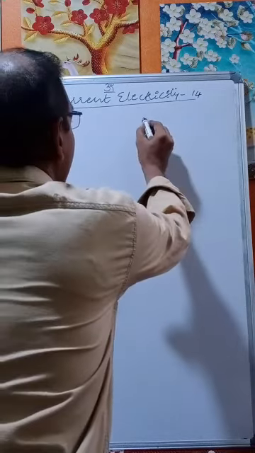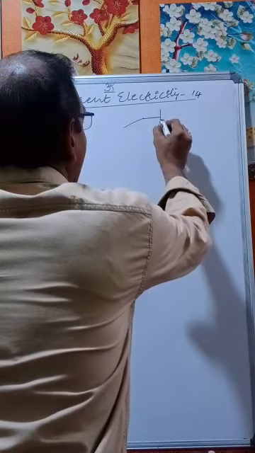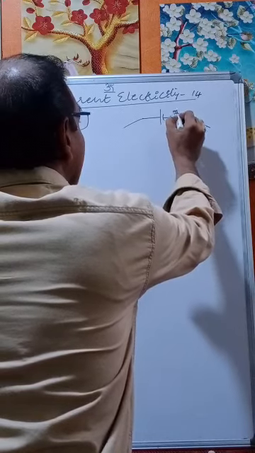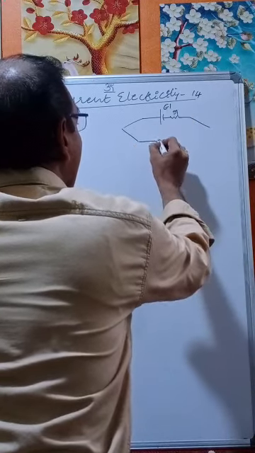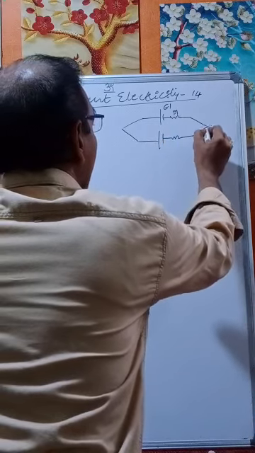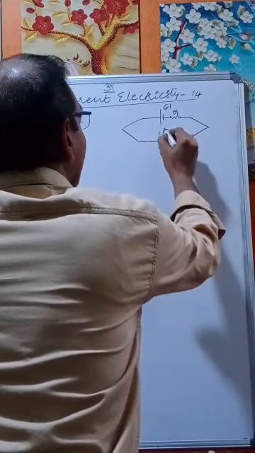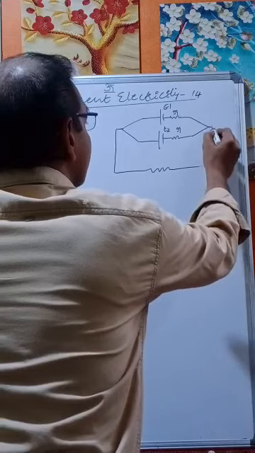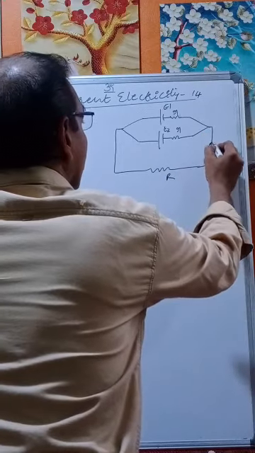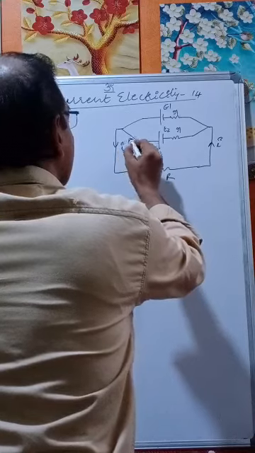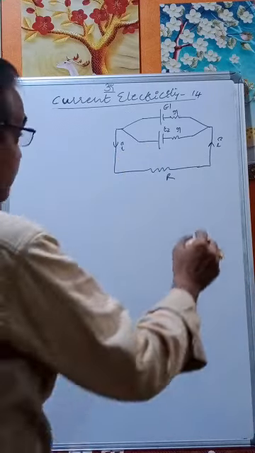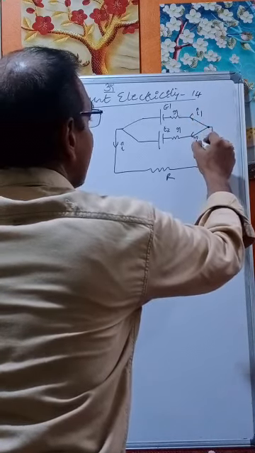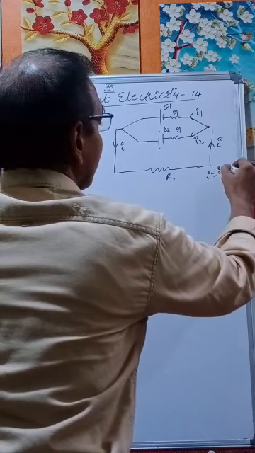The circuit we have taken here has a cell of EMF E1 with internal resistance R1, and a cell of EMF E2 with internal resistance R2. This is connected to an external resistance R. The current I is flowing like this. At this junction, the current will split. Therefore, the current here is I1 and the current here is I2, so that I equals I1 plus I2.